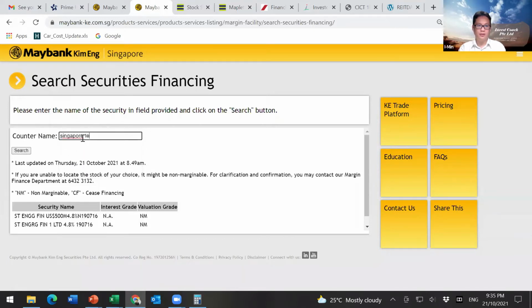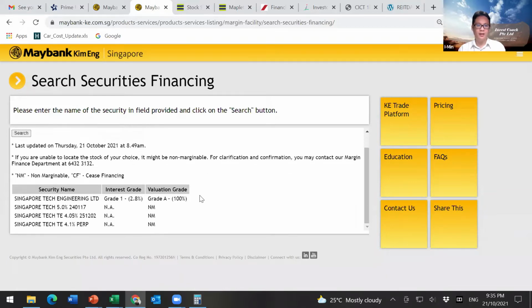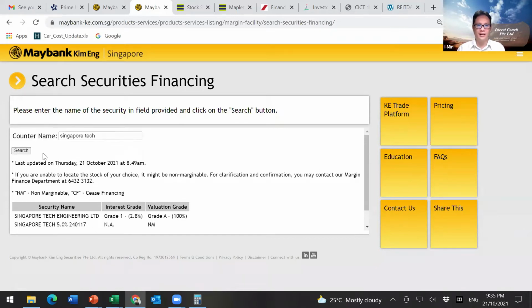Singapore. SE Engineering is grade 1. So unless they are blue chip, a lot of those small ones are not grade 1. I think Yangzijiang also no. Let's see whether Yangzijiang is grade 1. Yangzijiang is still grade 1. So something to think of.